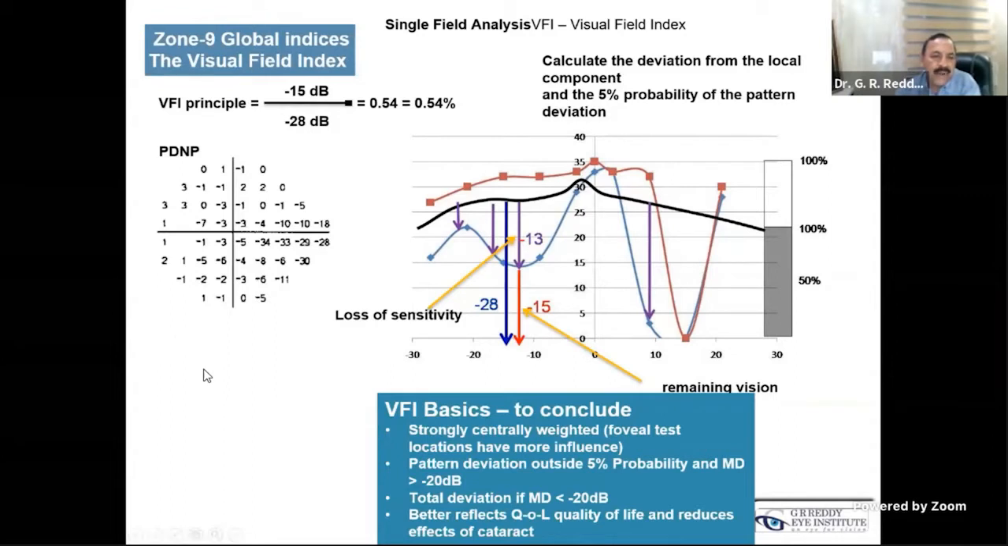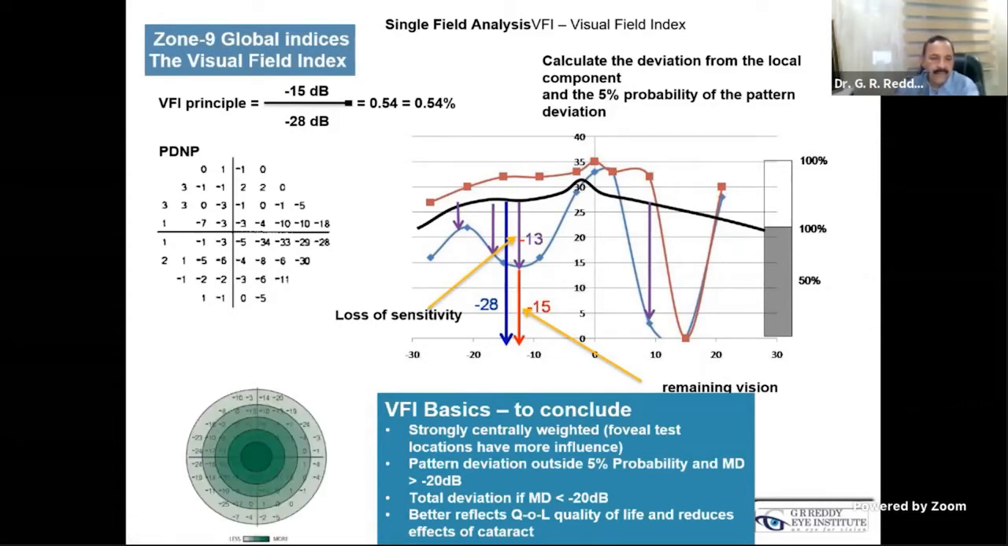The main reason for taking the pattern deviation numerical plot into consideration is that we are removing the effect of cataract. Because we are removing the effect of cataract, the pattern deviation numerical plot is used to calculate the visual field index, and more weightage is given to the central points. But the main disadvantage is that VFI is not calculated in 10-2, though in the coming printouts I think they are going to calculate the visual field index in 10-2 also.